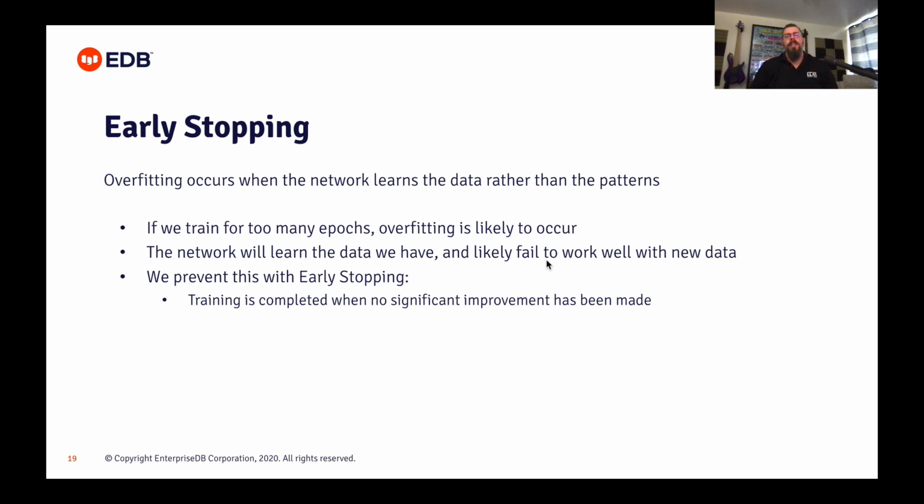So early stopping. You'll have noticed that one of the callbacks specified was called early stopping. This is to prevent something called overfitting, which occurs when the network learns the data rather than the patterns. Essentially, this happens if we run through too many training epochs, and we need to stop the training process before that happens. Otherwise, what's likely to happen is the network will work very well with the training data, but it will work terribly with any other data.